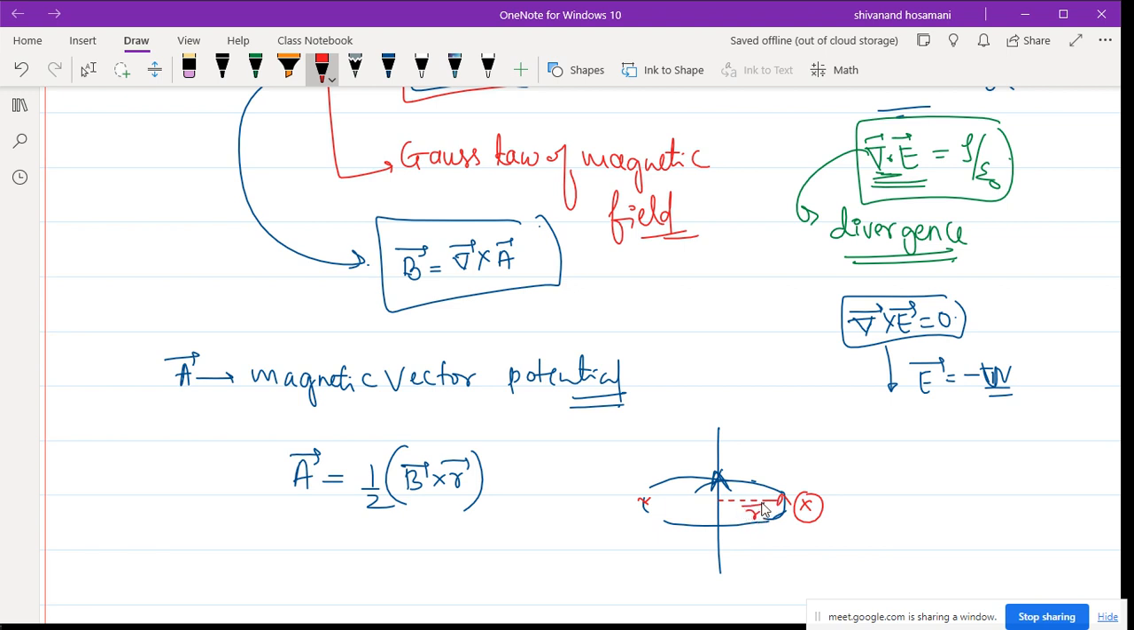If you take the current going this way, the radius vector is in this direction, and the magnetic field is perpendicular to it. If you take the cross product of these two, you get the direction of the magnetic vector potential. It will be perpendicular to these two vectors: B vector and R vector. So this is defined as B cross R, which gives the A vector.